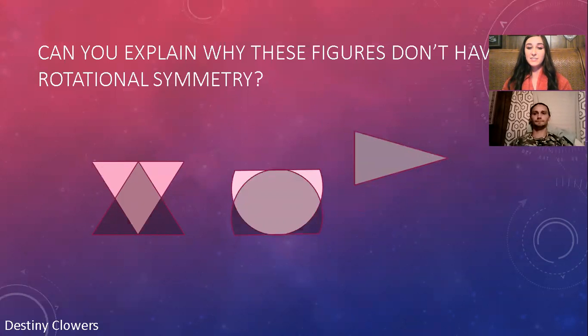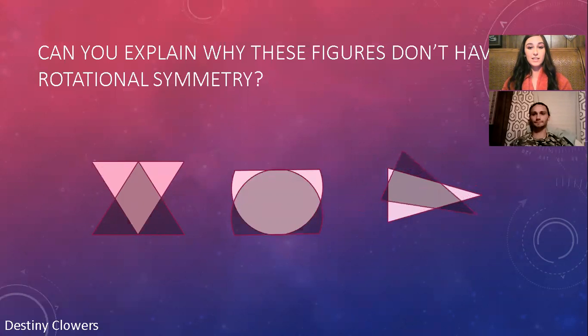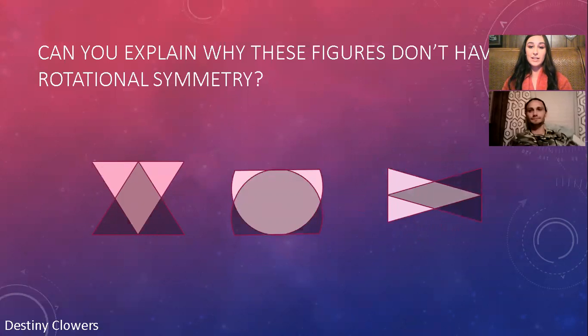And the last figure is another triangle. And once this is rotated around its center 180 degrees, it looks like this. And because the lines don't line up like they're supposed to, that's how we know that the last triangle doesn't have rotational symmetry. So it's pretty easy, the concept of it. You've just got to know how to rotate 180 degrees to tell if it's rotational or not.